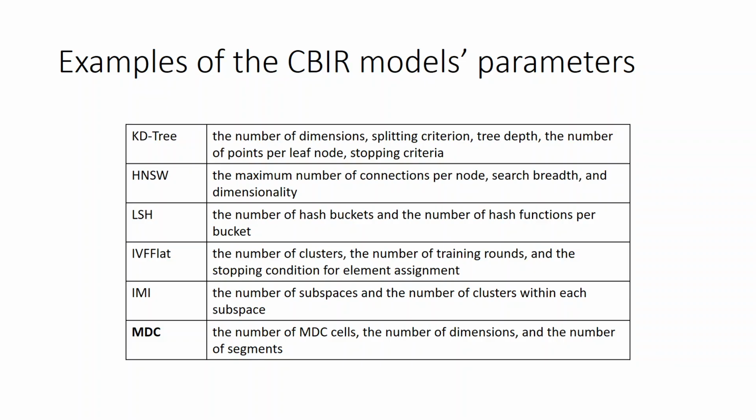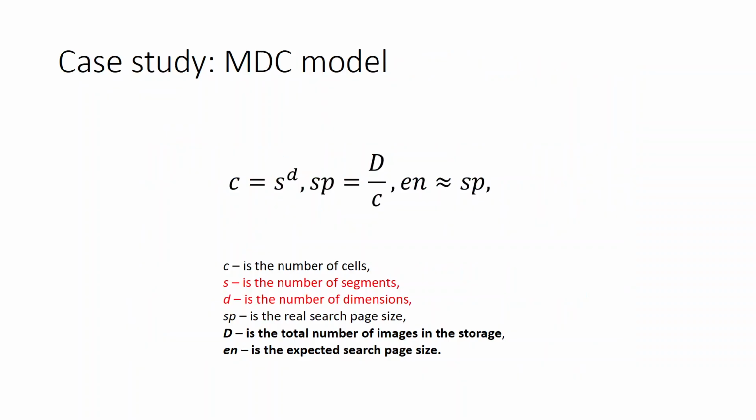Here you can see an example of the parameters of different models from different groups. For example, it's for multidimensional trees, graph-based, hashing-based, inverted index, inverted multi-index based models, and our use case is MDC. Here you can see the main parameters of the MDC: the total number of images in the storage and the expected search page size of our search system. And as you can see, the other parameters are dependent.